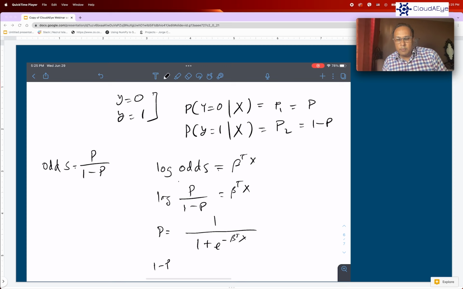So in our next episode, we will take a look at an example of how we can apply logistic regression in classification data.